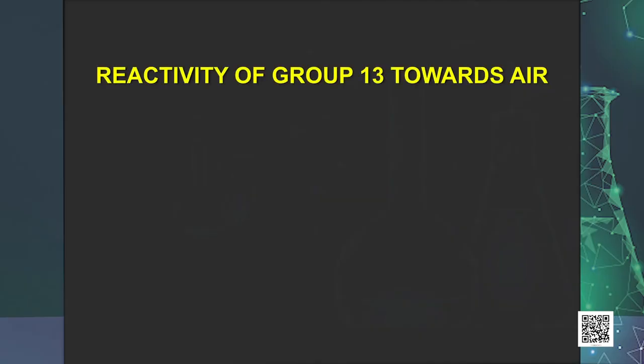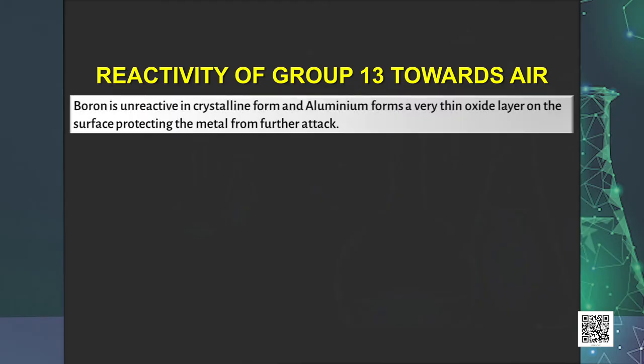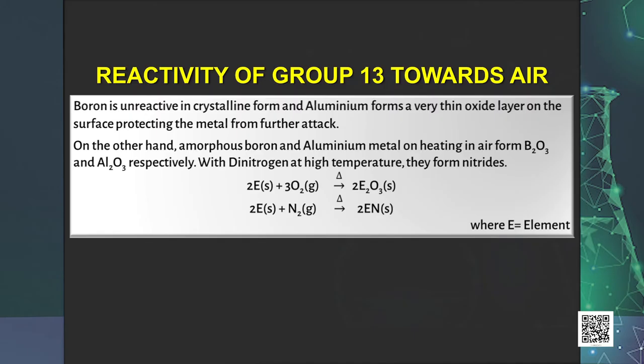Now, let us understand the reactivity of group 13 elements towards air. Boron is unreactive in crystalline form, and aluminium forms a very thin oxide layer on the surface, protecting the metal from further attack. On the other hand, amorphous boron and aluminium metal on heating in air form boron oxide and aluminium oxide respectively. With dinitrogen at high temperature, they form nitrides.